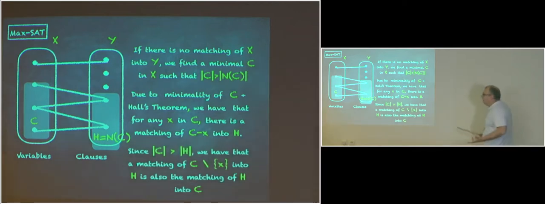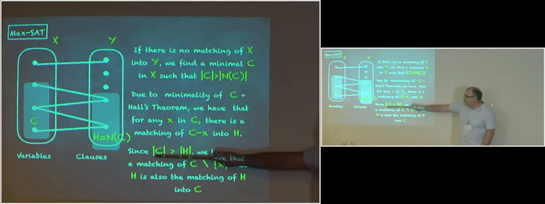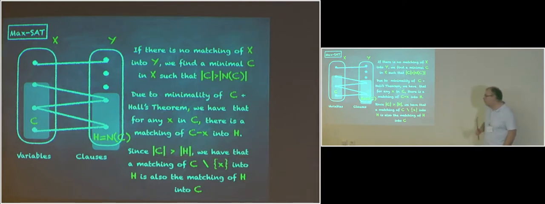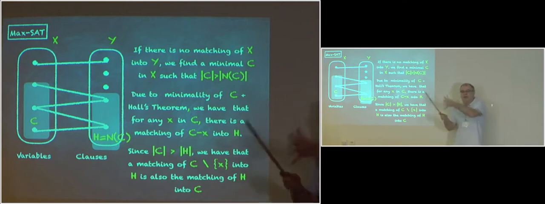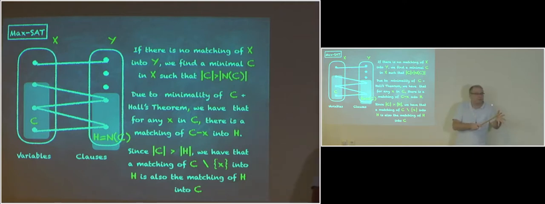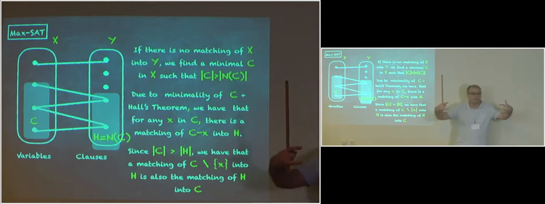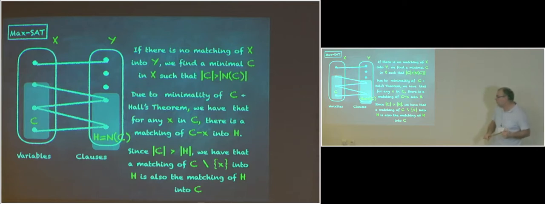Now, by my condition, I know that the size of C is larger than H, which means that if I have a matching from C minus X into H, it also means that this exact matching is also a matching of H into C minus X. The sizes of this should be equal. Right? But this means that we found a crown decomposition here.